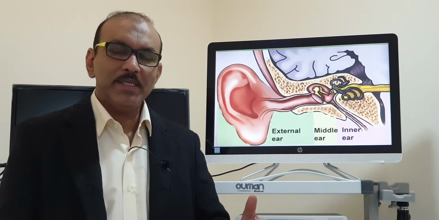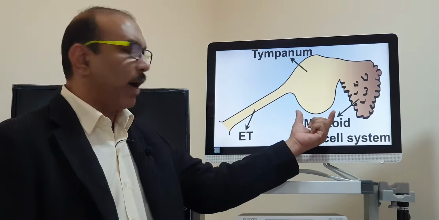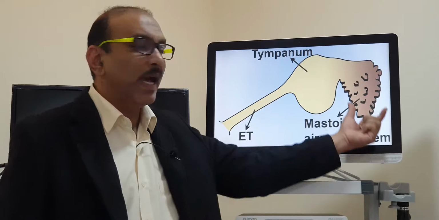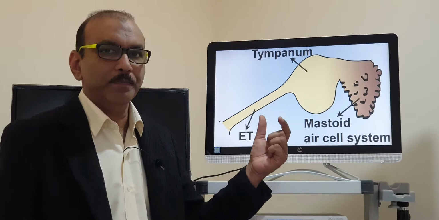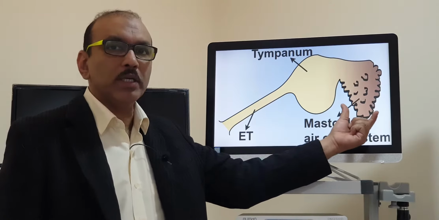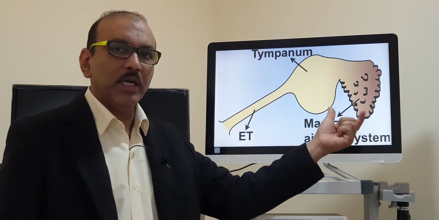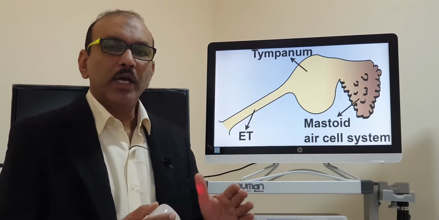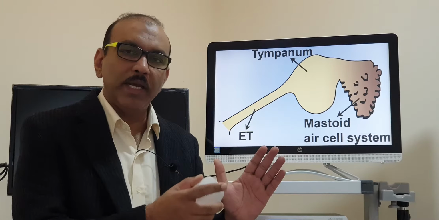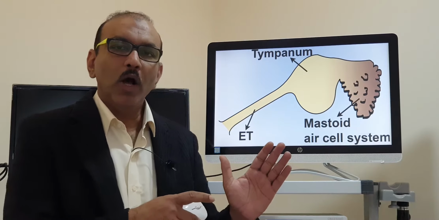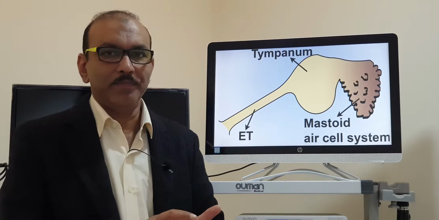First, what happens is infection from the middle ear spreads to the part behind the ear. This is also part of the middle ear. So this part is called the mastoid air cell system. From here, the infection can spread inside, into the structures related to the brain and involving the brain also, or it can spread outside, that is to the face or through the neck.